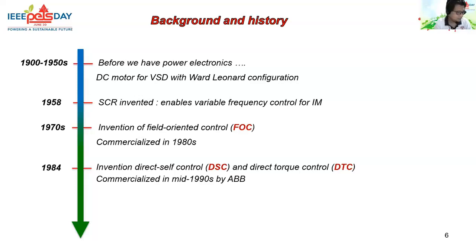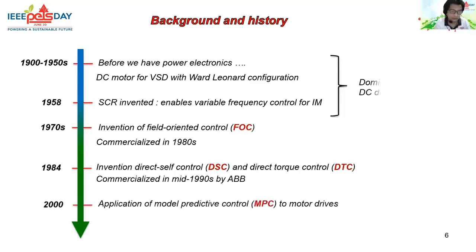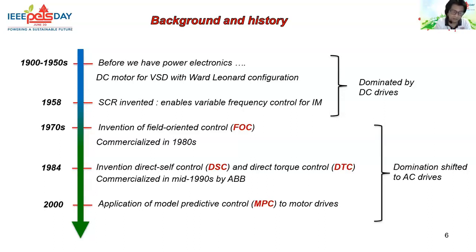And the recent development in AC motor drives is the application of what we call model predictive control, MPC, to motor drives and power electronics systems. MPC was applied before to slower systems with larger time constants, for example in the petrochemical industry, but it was then applied to power electronic systems starting around the year 2000. So in this talk, I will be talking about these three control techniques: FOC, DTC, and MPC.